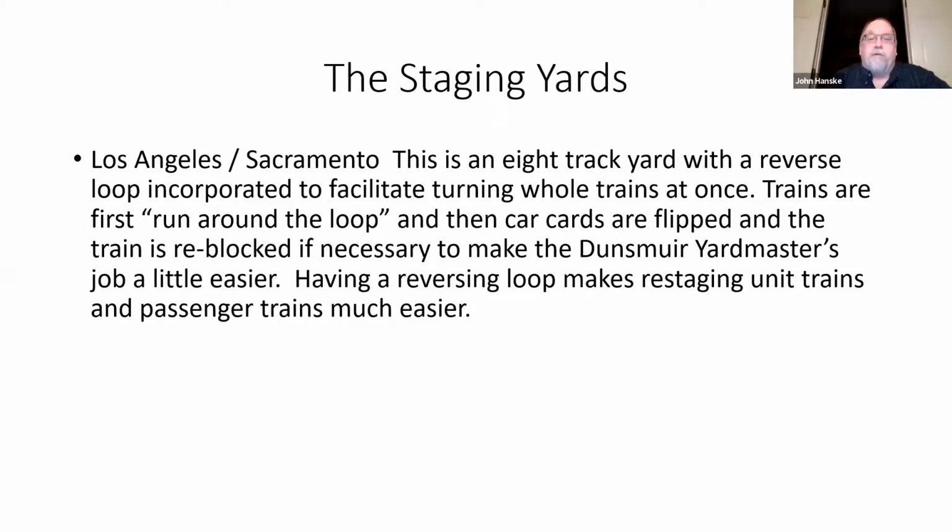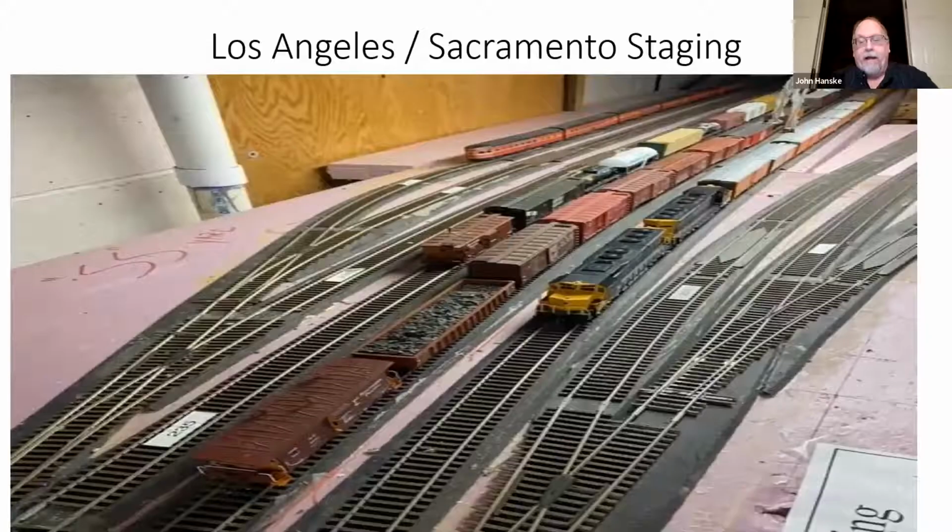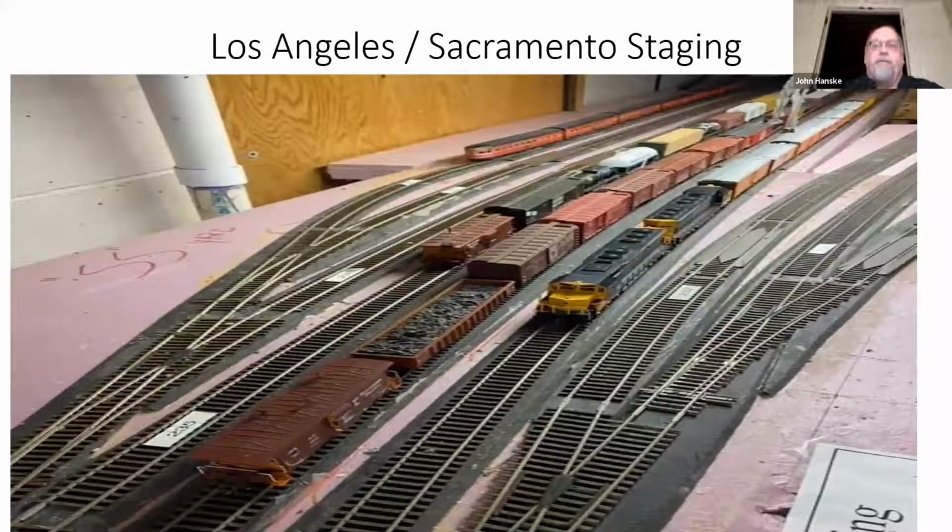The Los Angeles Sacramento staging yard is an 8-track yard with a reverse loop. It's not reverse loop staging. It's just stub end staging, and there's a loop next to it. And having that reversing loop right there makes it easier to turn trains around. The reverse loop is operated during the session with a coal drag that runs from Idaho and comes all the way down through the whole railroad and goes to LA for export coal. And then it comes back out empty and goes the entire route again. So it travels from staging to staging.